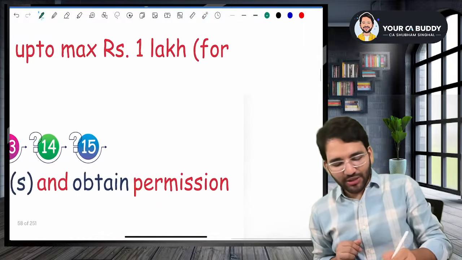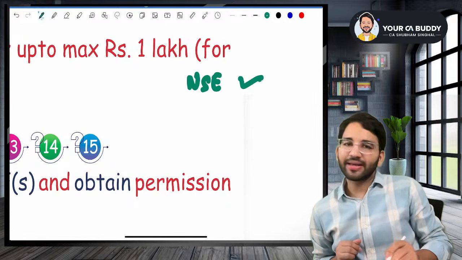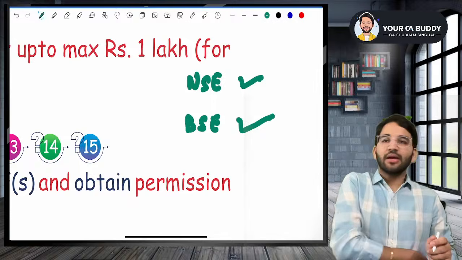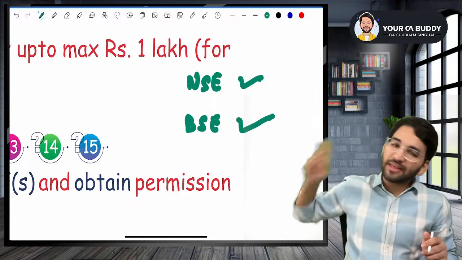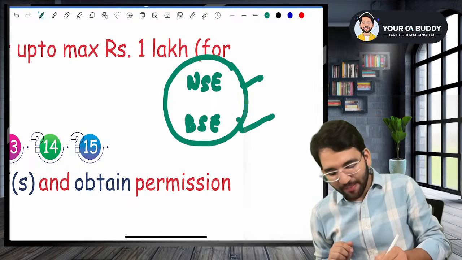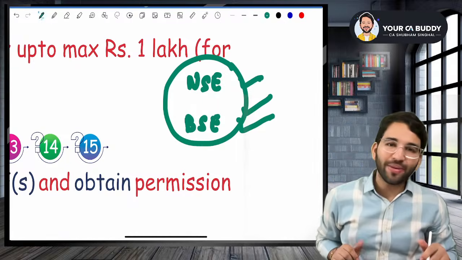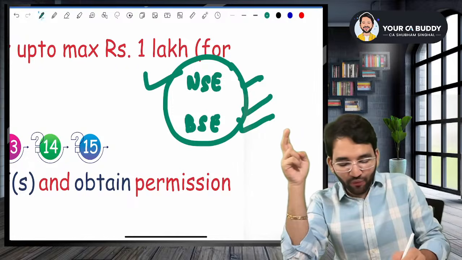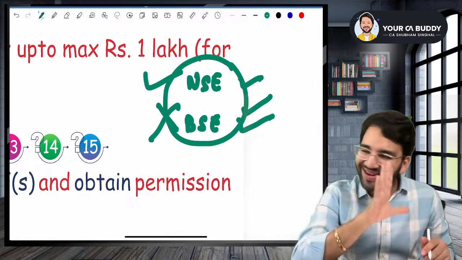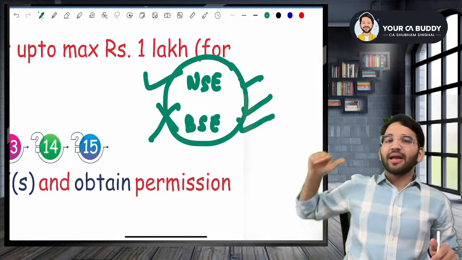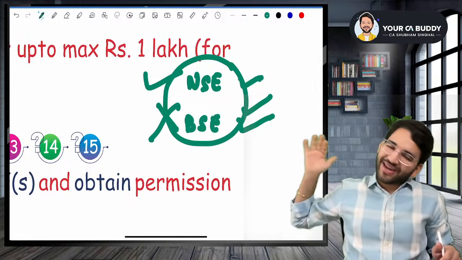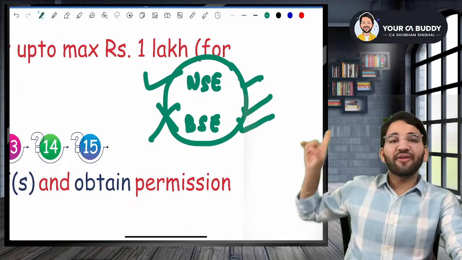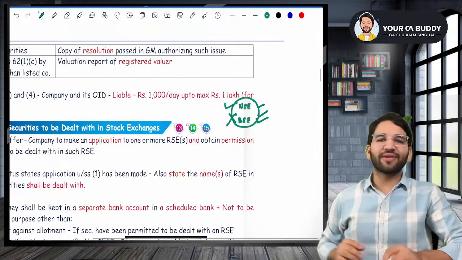If I make an application just to the National Stock Exchange, is it okay? Yes. If I make an application just to the Bombay Stock Exchange, is it okay? Yes. If I make an application to NSE and BSE both, both of them will have to approve. Let's say NSE approved but BSE said no; in that case, I cannot proceed. If I apply to one, approval of one is okay. But if I apply to two stock exchanges, I have to get approval of all of them.